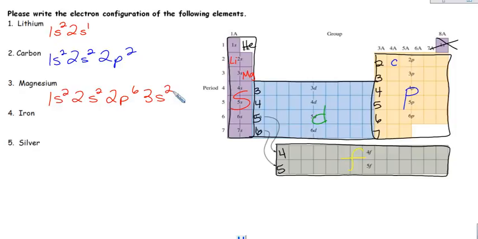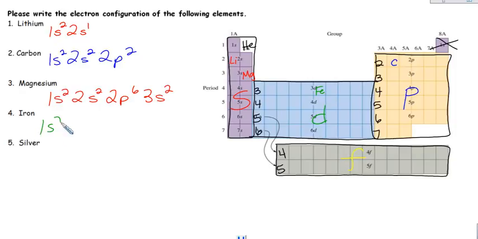Iron. Iron is number 26, so iron's kind of hanging out in the middle here. There he is, right in there. Let's try this guy. I start them all off the exact same way, so it does get kind of repetitive.